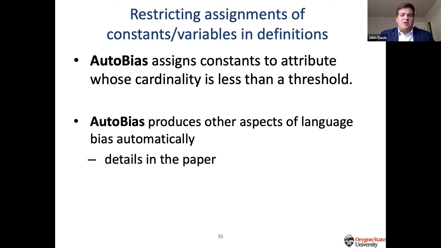We have AutoBias determine whether or not attributes can be constant based on their cardinality. If the domain is smaller, it is more likely to be a constant within the context of the definition. So we assess the cardinality based on the user defined threshold, and if it is lower than that threshold, we can assign constants in the Datalog definition. Additionally, AutoBias can automatically determine other aspects of the language bias, which we explained further in the paper.